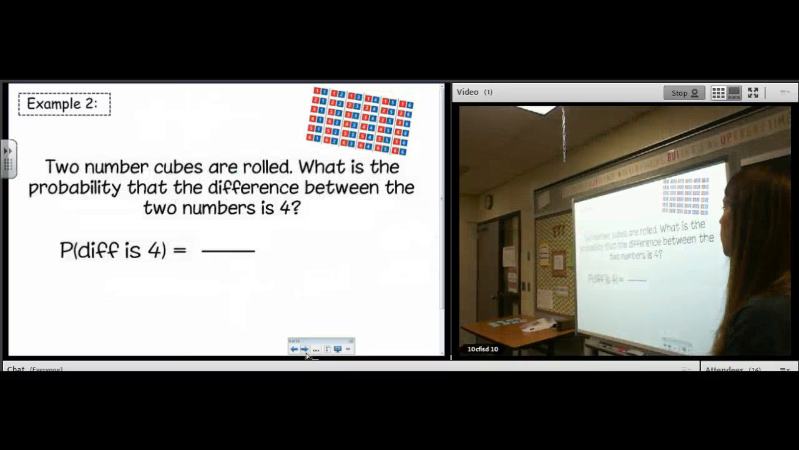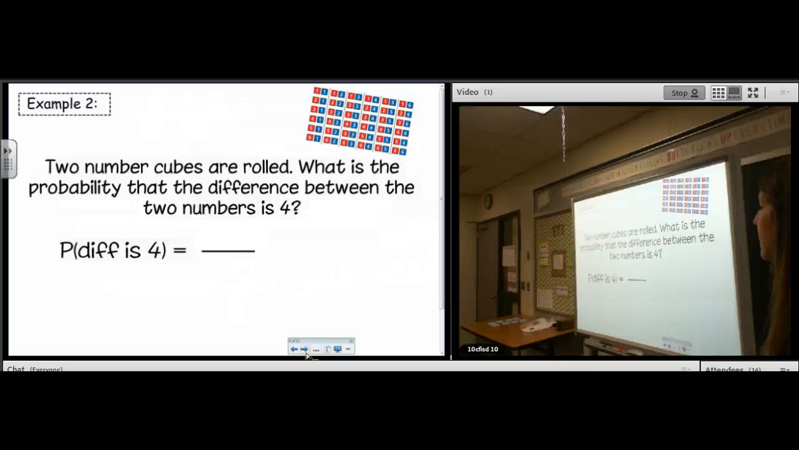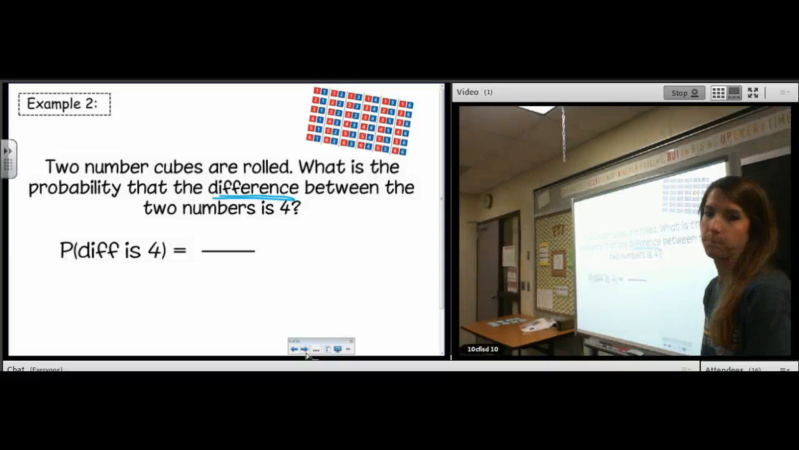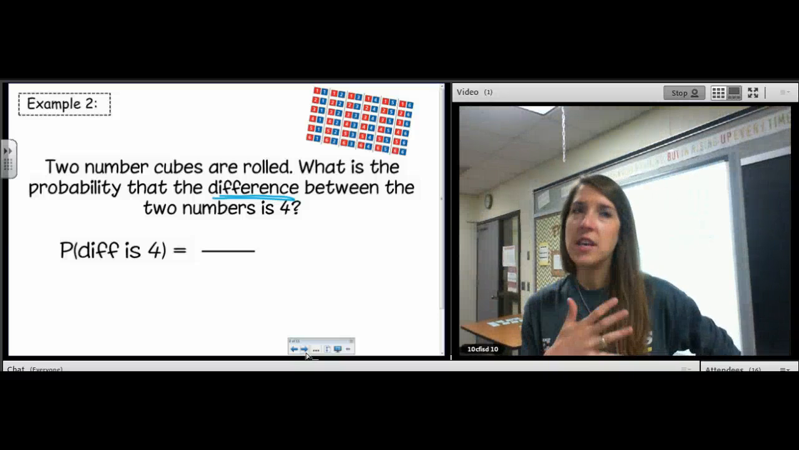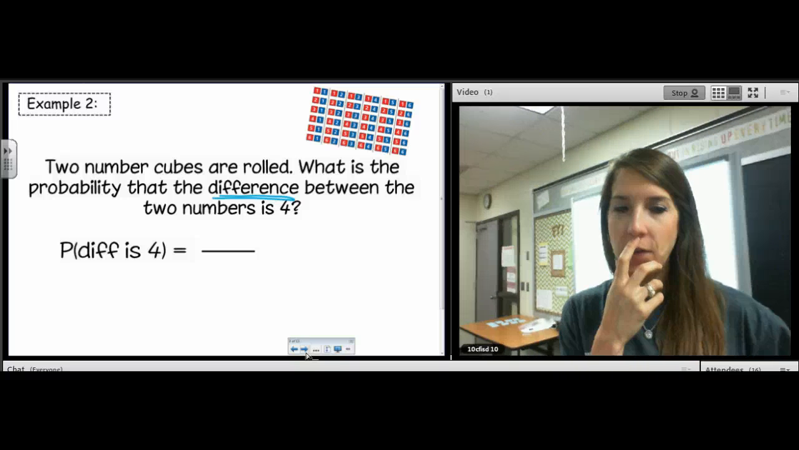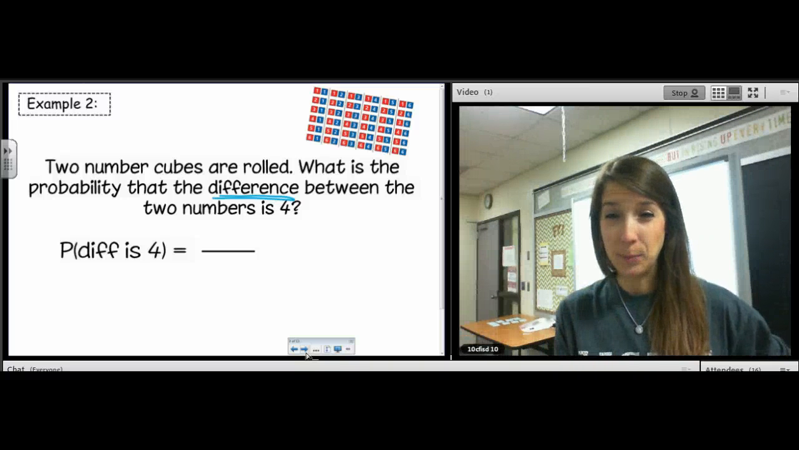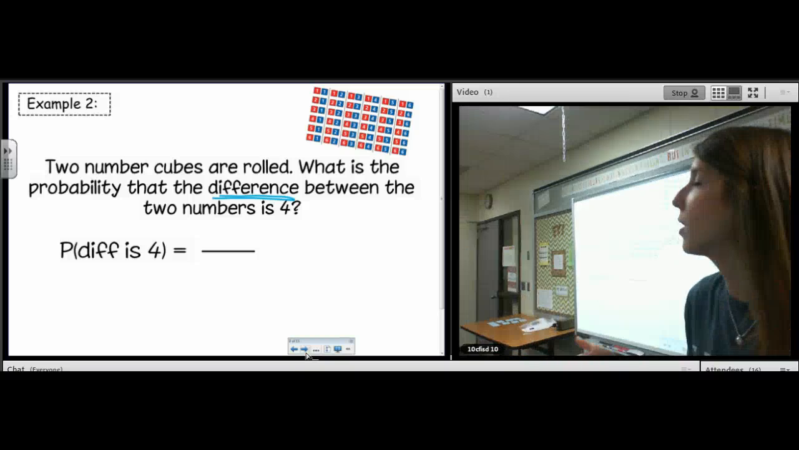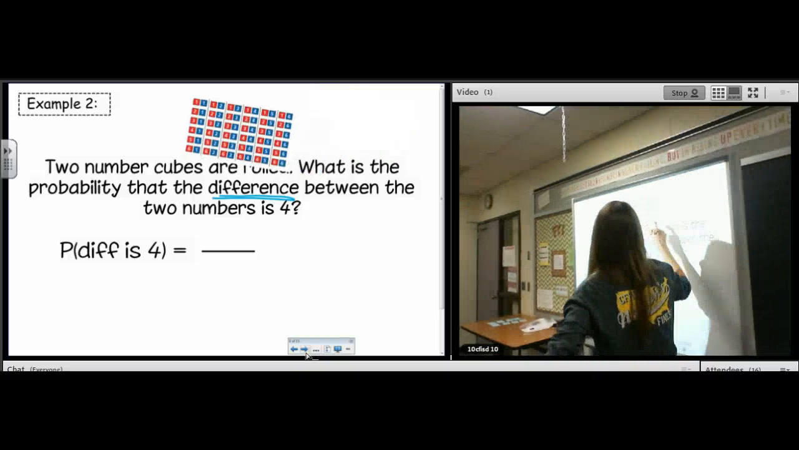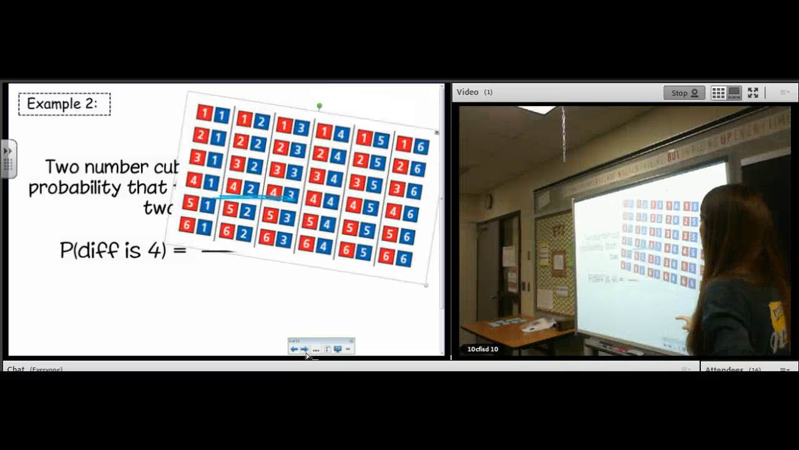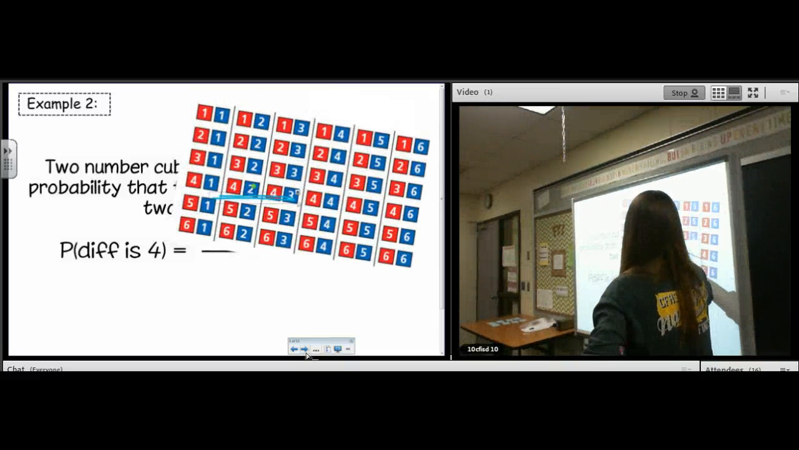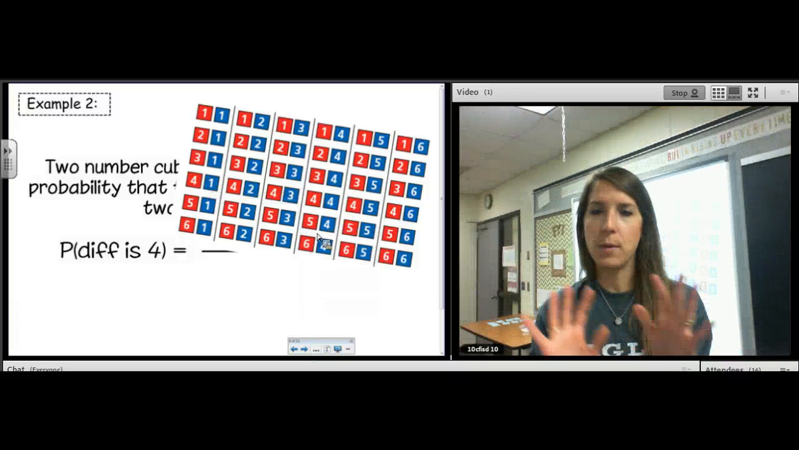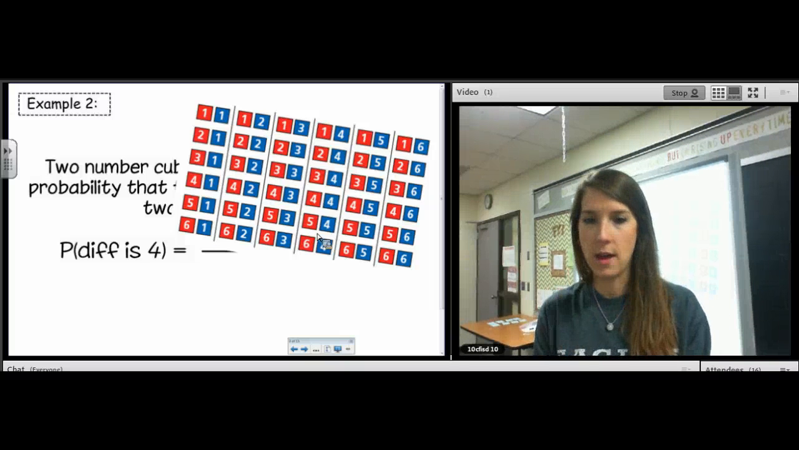2 number cubes are rolled. What is the probability that the difference between the 2 numbers is 4? So the first thing we have to do on this problem is figure out what our sample space is. We're not just rolling 1 die. We are rolling 2 dice, 2 number cubes. So I put this picture up here to show you a visual. These are all the different options that we could come upon. We're assuming one's red and one's blue just to see the 2 differences, okay?